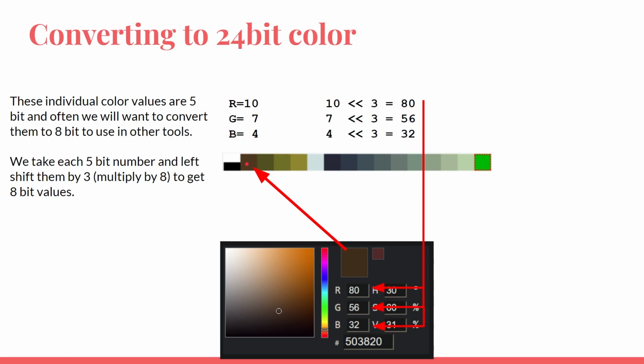So for this brown, we take the individual components and multiply them by 8 to get these values. And if we plug them into an HTML color picker, we get the exact same shade of brown that we expected to find. When we're working with colors on the PS1, this is something that we'll basically always need to do when using different tools.